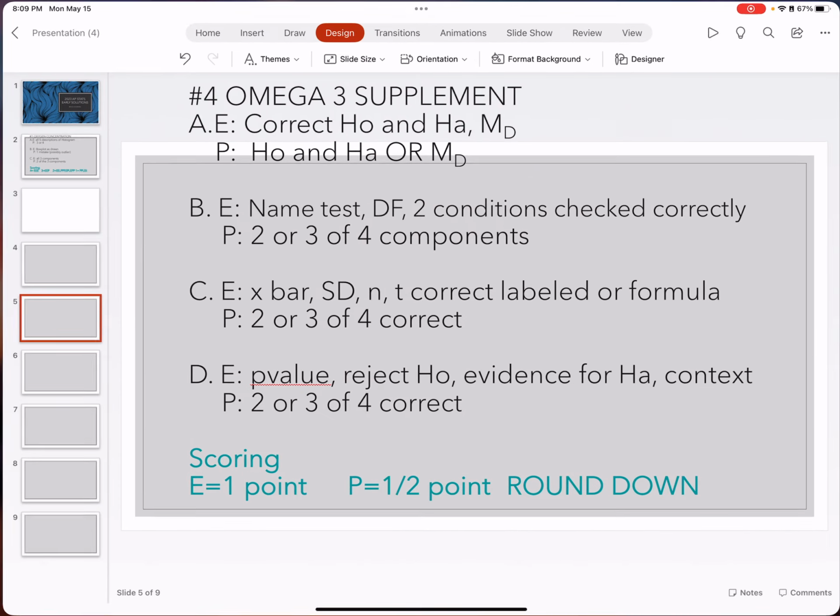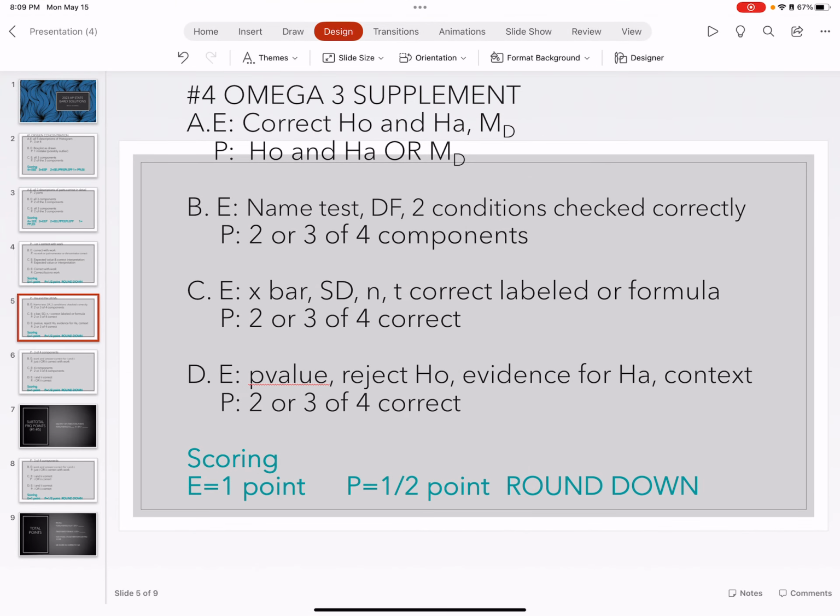So let's go ahead back to here and see. Yes, you named the test, degrees of freedom, and the 2 conditions are checked correctly. That's your E, the ones we just talked about. If you have 2 or 3 of those 4 components, you could receive a P.